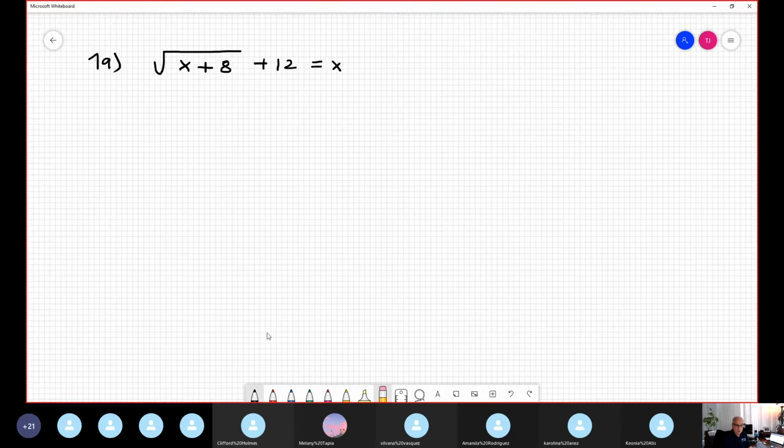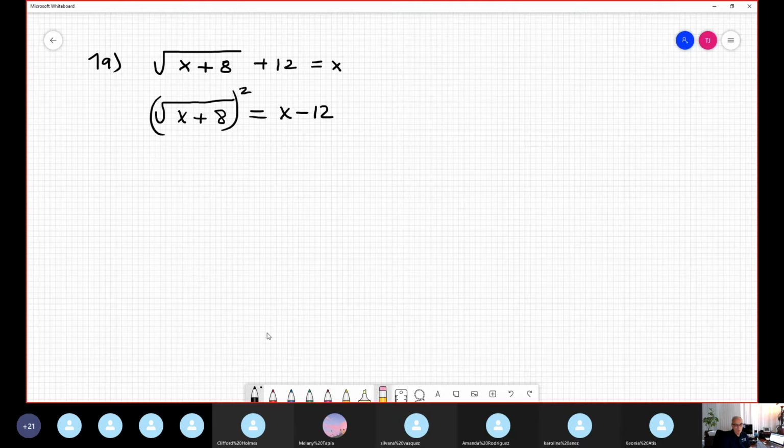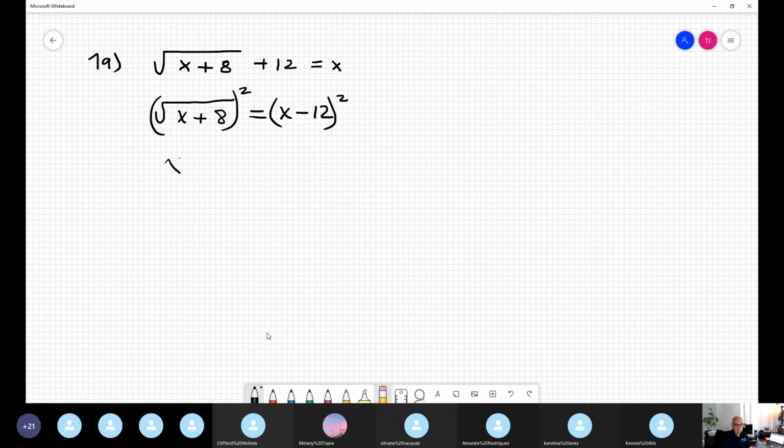Now, step one always is isolate the radical. I move 12 to the right hand side. Step two is square, because squaring allows me to eliminate the radical.